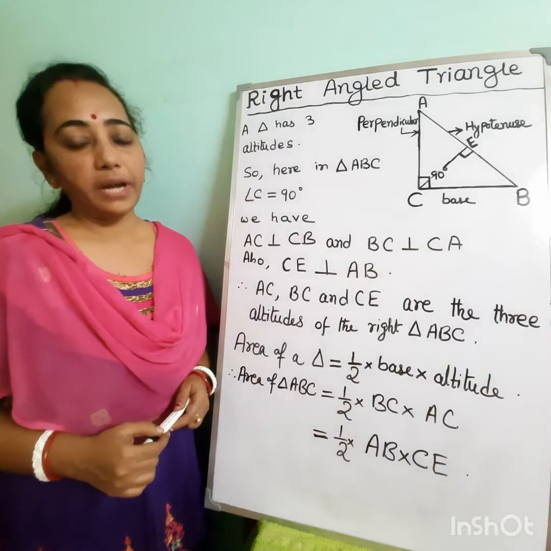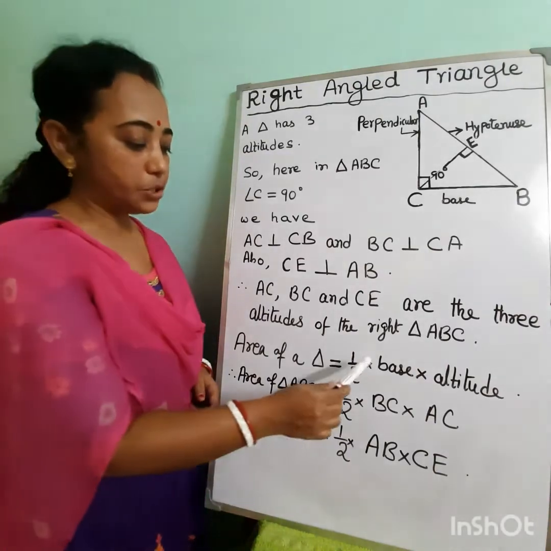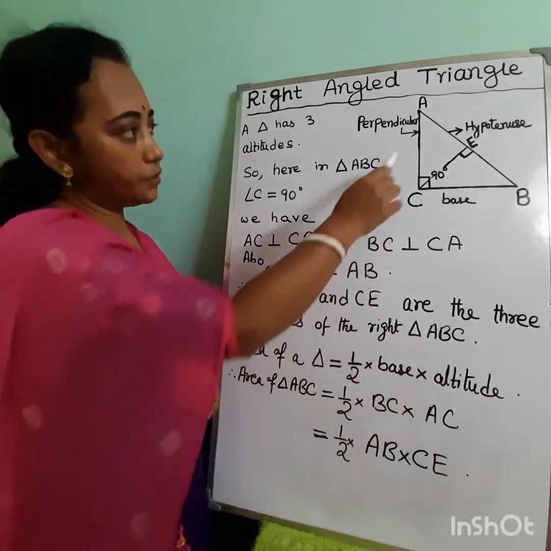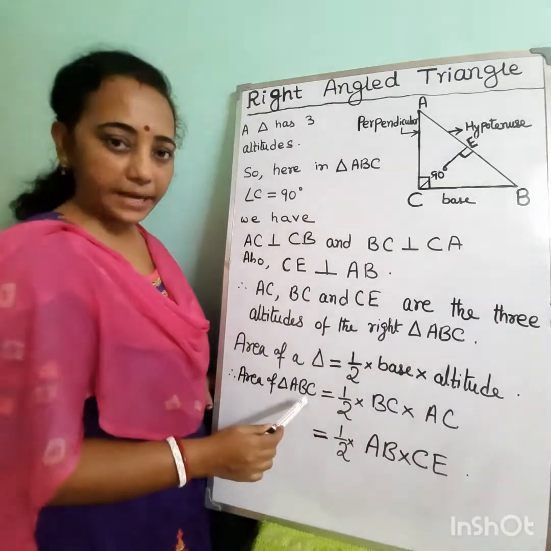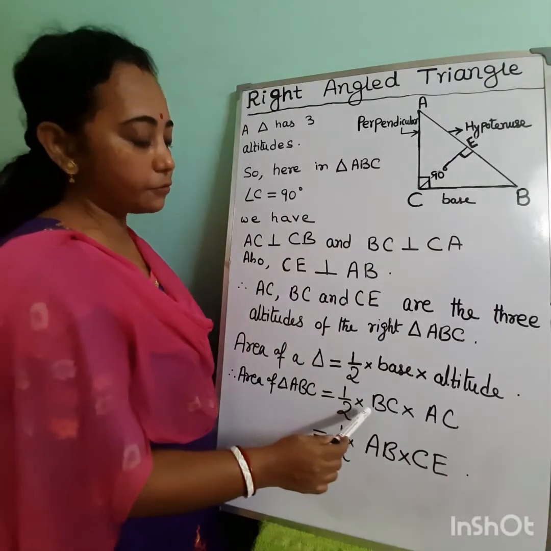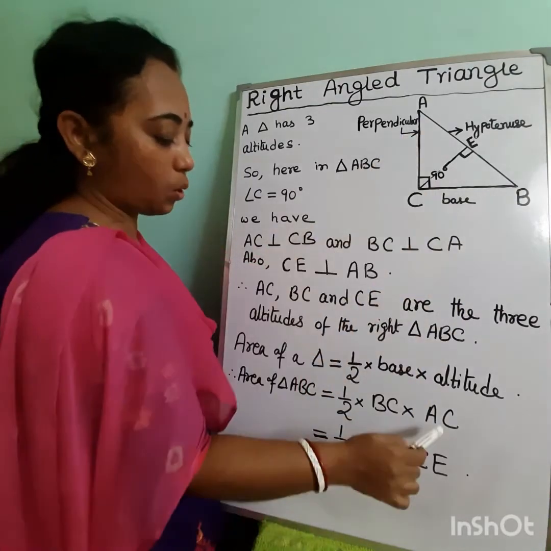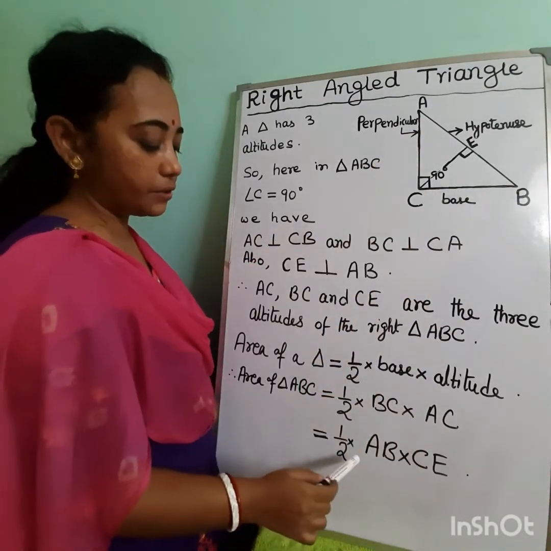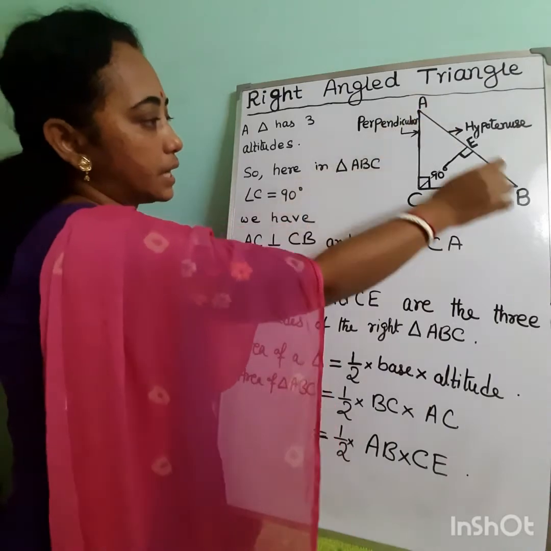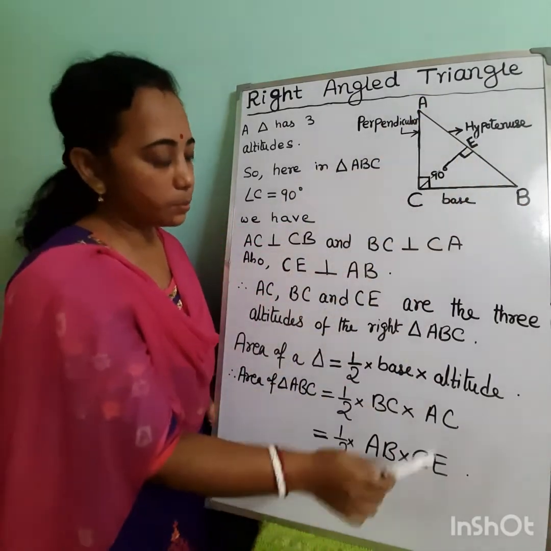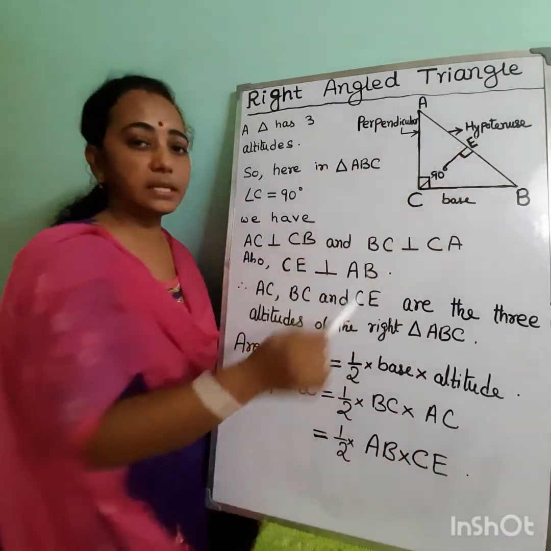Also, the area of a triangle is given by half into base into altitude. So from the figure, the area of the right triangle ABC is equal to half, base BC into AC as the altitude, or we can write half into AB, if we consider AB as the base, multiplied by the altitude CE.